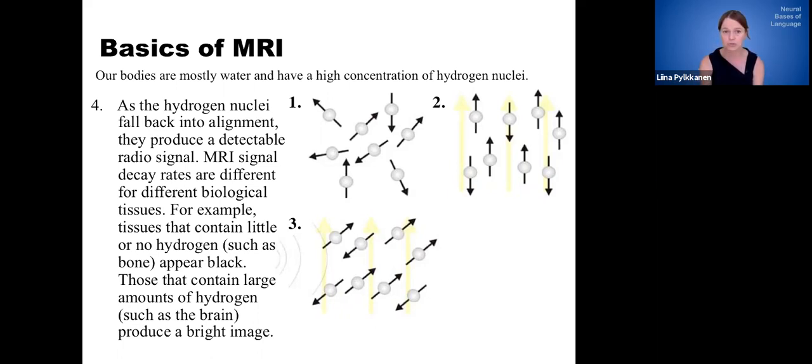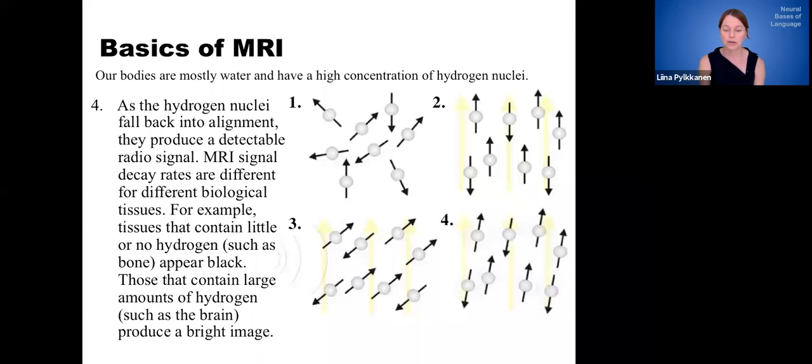So as the hydrogen nuclei fall back into alignment, they produce a detectable radio signal, and the MRI signal decay rates are different for different types of biological tissues. And that's what provides us with that anatomical image that this type of imaging can yield. So for example, if you have tissues that contain little hydrogen, like bone, it will appear very dark on an MRI image, and then you get a lighter image for structures that have more hydrogen.